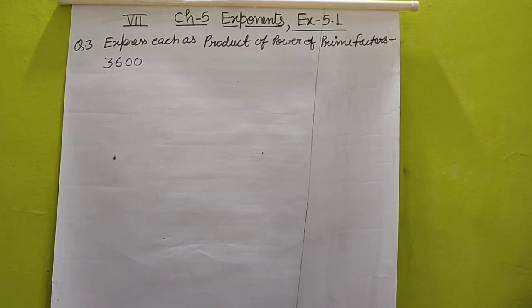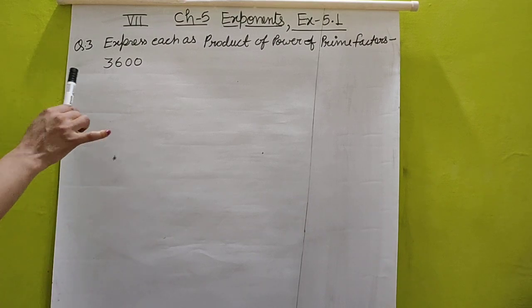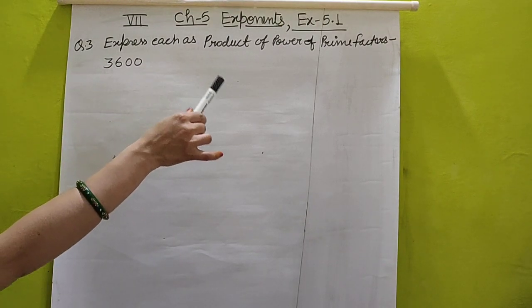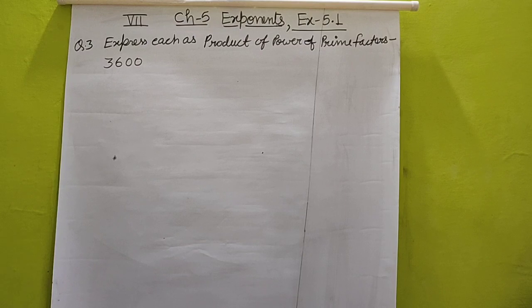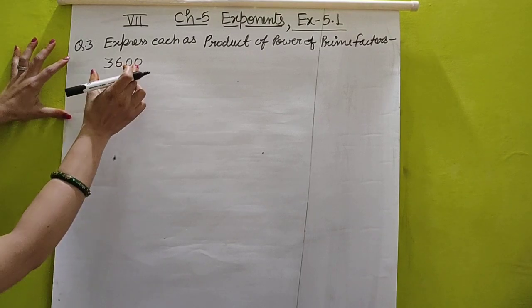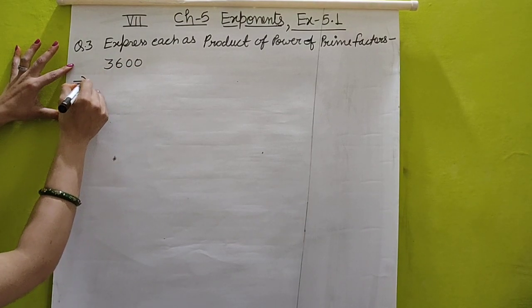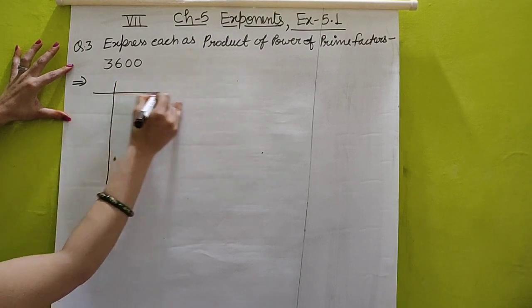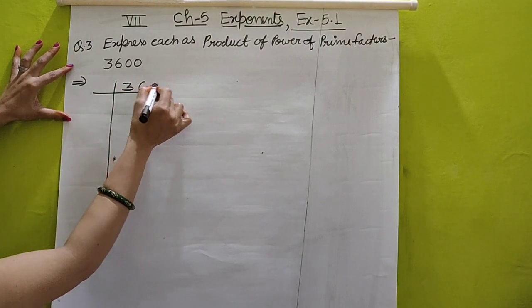Now students, in question number 3, we are to express each as the product of power of prime factors. So students, as you know, for prime factors we can use the long division method as you have done in your earlier classes. So 3600 is given. How will we do this? We will do the prime factorization of 3600.